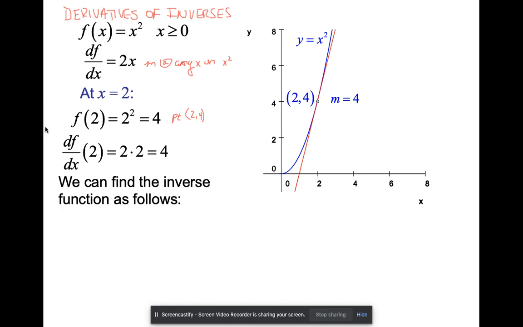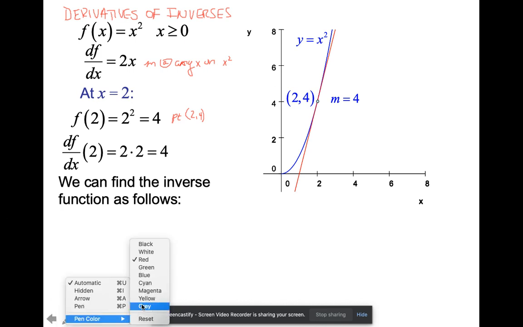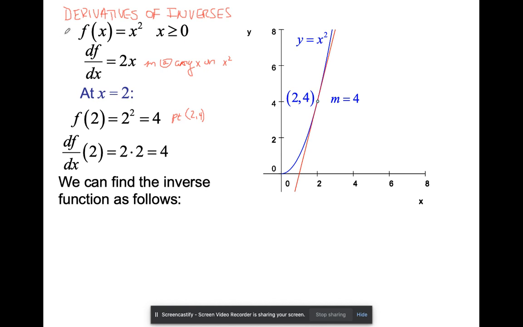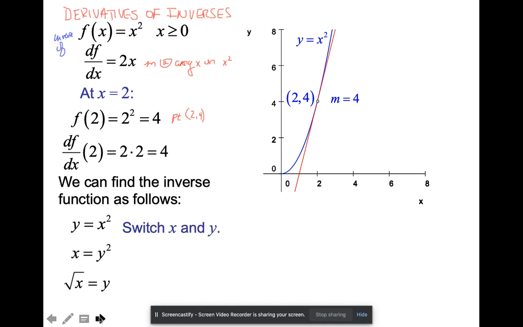Now, I want to find the inverse of this function. Number 1 fun fact about inverses, x and y are switched. Number 3 fun fact of inverses, inverse functions reflect across the line y equals x. So here I go with my algebra. y is equal to x squared, switch x and y, get y by itself. I only need the positive square root of x because I restricted x to be greater than or equal to 0 there. And I wrote the rule for the inverse.